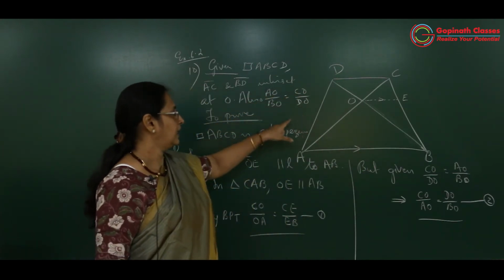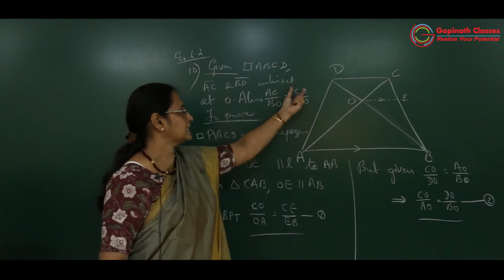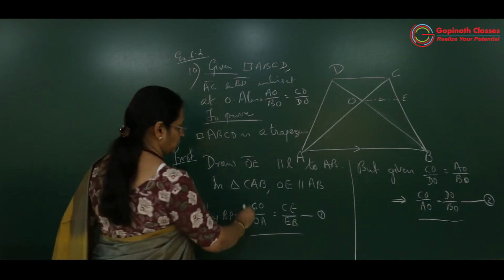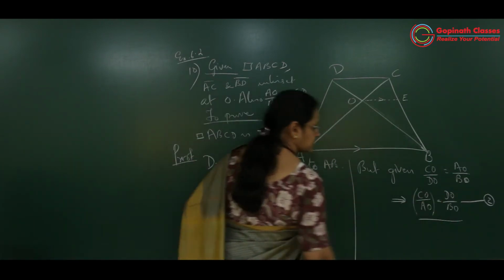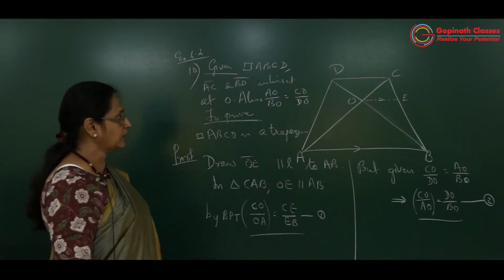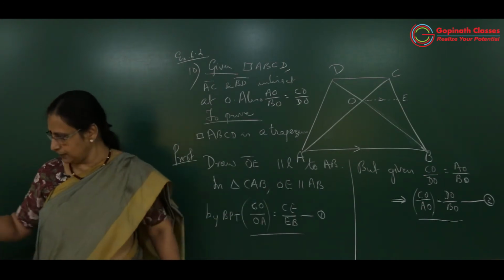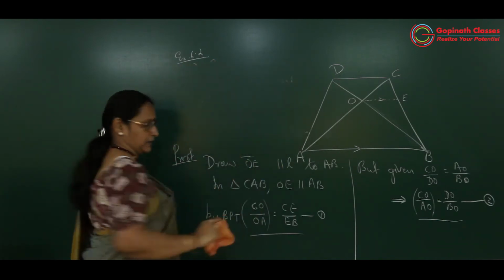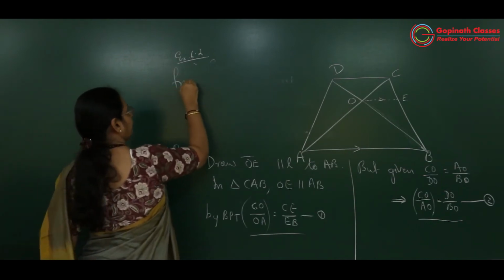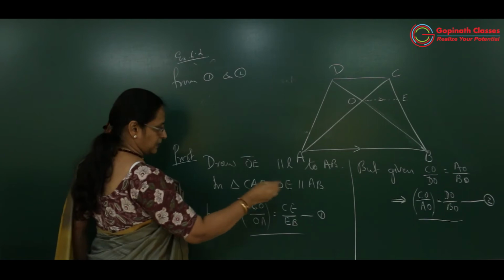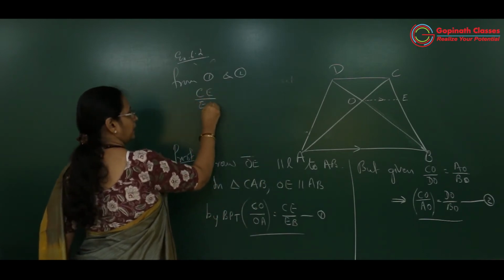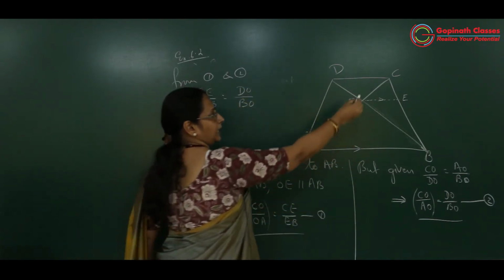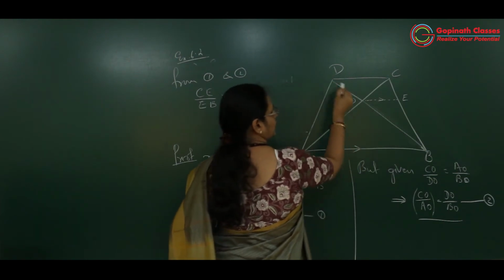Look at the given data. I did nothing, I just took AO to this side: CO by AO is equal to DO by BO. Now look at 1 and 2. The left sides are common, CO by AO, so the right sides will be equal. From 1 and 2, CE upon EB is equal to DO upon BO. Look at the figure. CE upon EB is equal to DO upon OB.